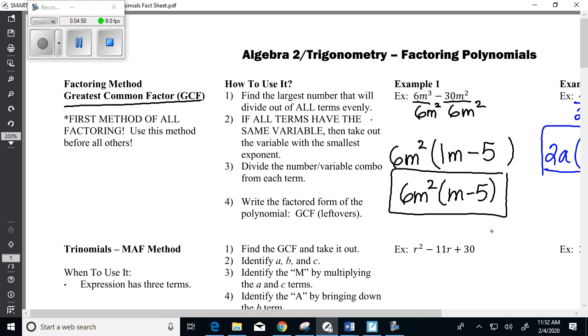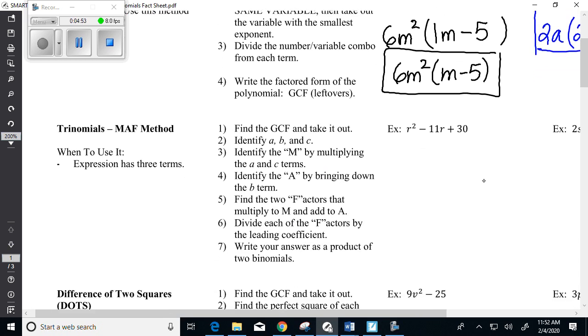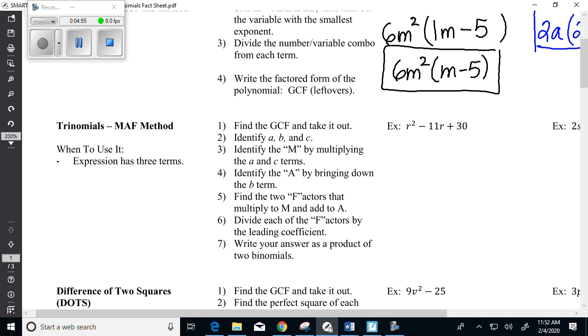Our second factoring method is the MAF method. So the MAF method has a condition. You can only use it if you have 3 terms. You can only use this method if you have 3 terms. That means do not use it if you don't have 3 terms.